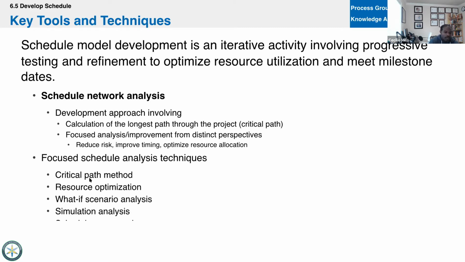All right, so these are the different things we're going to look at that PMI needs you to know. We'll do critical path. I'm going to show you how to do it by hand. We'll talk about the resource optimization techniques, right? Leveling and smoothing. We'll look at what-if scenario analysis. We could simulate using Monte Carlo, if you guys are familiar with that. And then schedule compression techniques. We can fast track and we can crash. So we're going to deep dive into each of those.